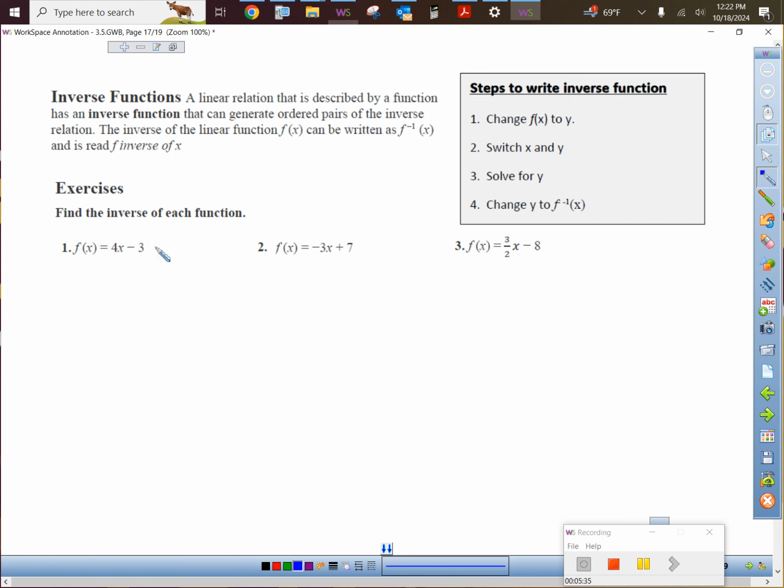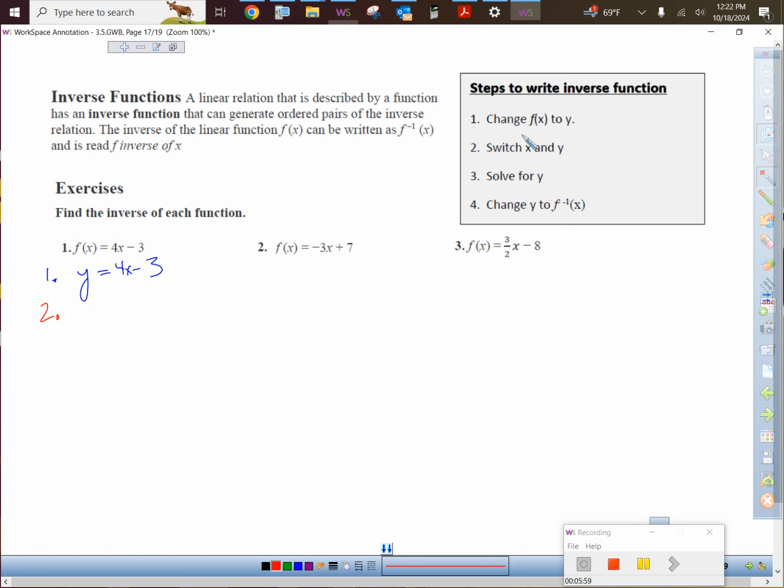So the first thing is they got us in function notation, this f of x. We don't like that, right? So we're going to change f of x to y. So I'm just going to rewrite the whole problem, but where there's an f of x, I'm changing him to a y. So that's just to help our brain out.